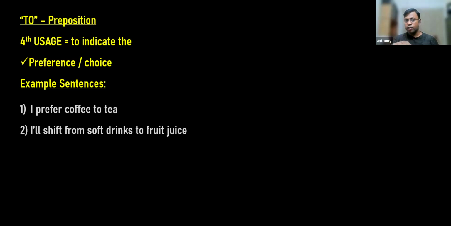Whatever comes in the first place, that one is the selection. The first item is your choice. After "to", that is not your choice. I prefer coffee to tea. What is the first item? Coffee, so that is your choice. I prefer tea to coffee. What is the first item? Tea, so that is your choice. I prefer coffee or tea: both are your choice, anything. I prefer coffee than tea: coffee only is your choice. I prefer coffee over tea: coffee is your only choice.